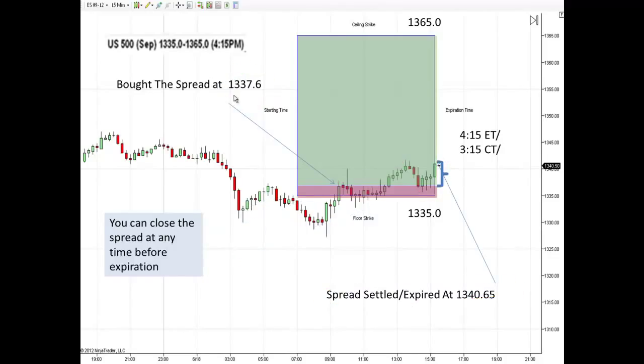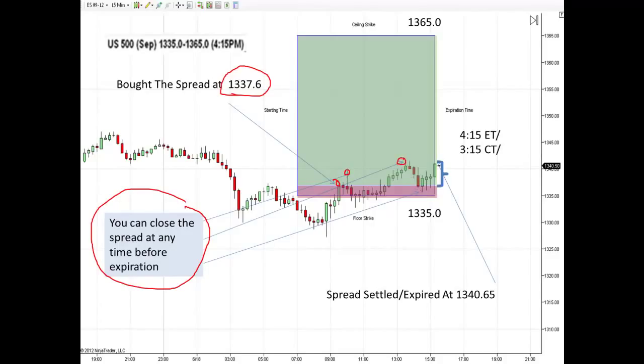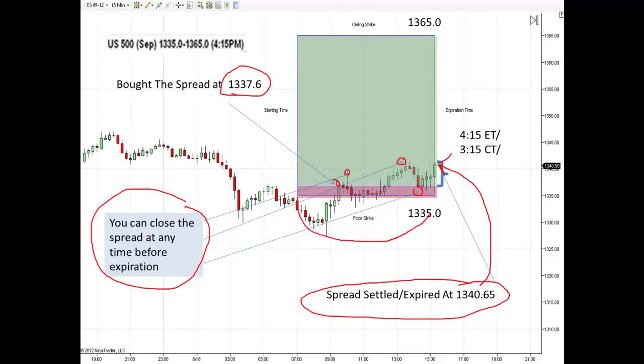So in this case, we bought the spread at 1337.6 right here, and you can close the spread at any time before expiration. You could have closed it whenever you wanted to, or you could let it go all the way to expiration and settle. In this case, the spread settled at 1340.65. That means that's the price the market was at expiration. We'll go into settlement in a little more detail here in a second. And again, you had from 7 a.m. to 3:15 Central Time, or 8 a.m. to 4:15 Eastern Time, when the spread expired.